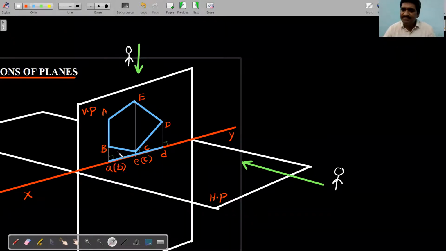Next ఇదేంటండి? AE is visible, okay, but BC is invisible. Okay, BC చూడాలి అంటే AE అడ్డు వస్తుంది. Therefore finally ఏంటంటే ఈ ఉన్న 5 sides లో AE is visible, ED is visible, DC is invisible, BC is invisible.